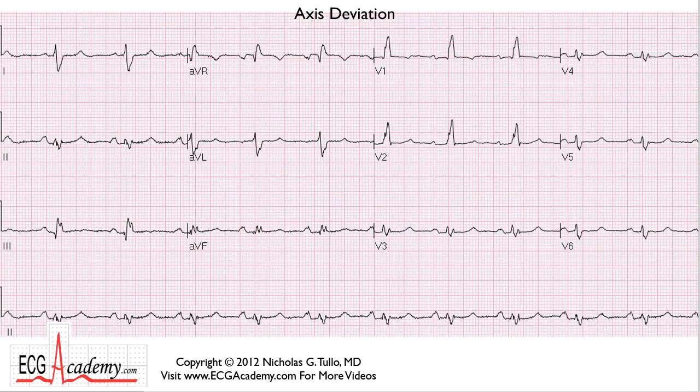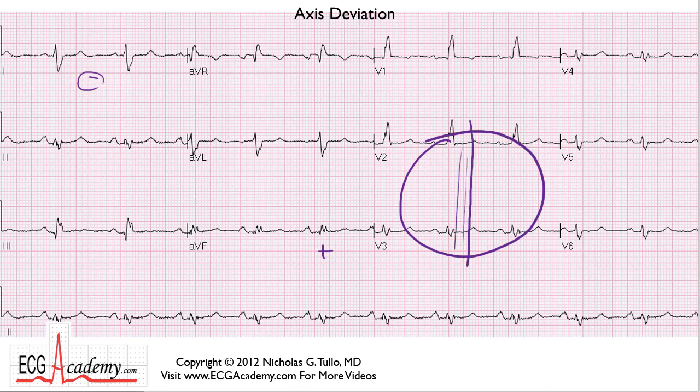Okay, last one just for practice. Now here, if we look at 1 and AVF, we see AVF is positive, but lead 1 looks to be negative. Well, that would place our axis on this side of the circle, wouldn't it? Because we're going away from lead 1.